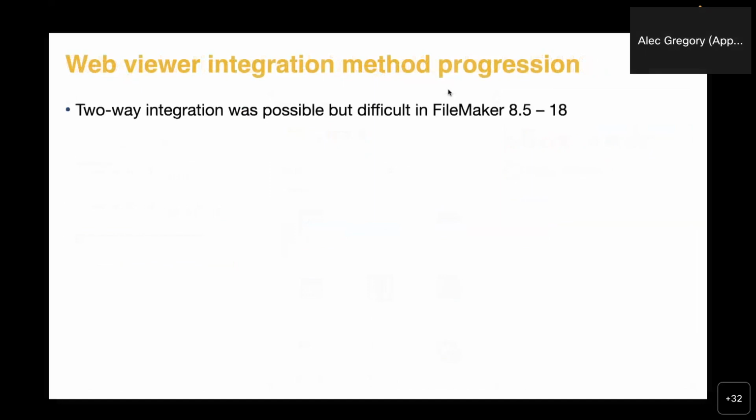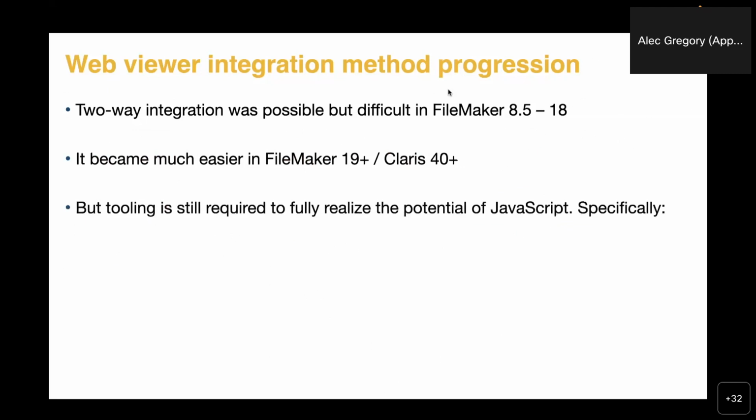Okay, so just to polish off this section, we will look at the progression at a high level. Two-way integration was what we mean when we say integration. It was possible, but it was hard in the earlier versions of FileMaker. It became easier in the modern FileMaker or Claris ecosystem, but tooling is still required to fully realize the potential of JavaScript.